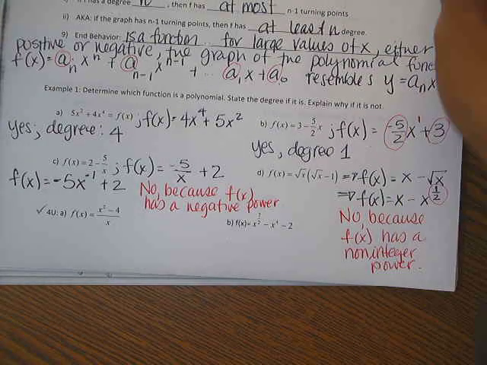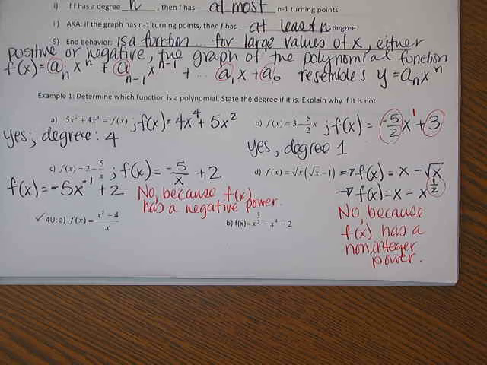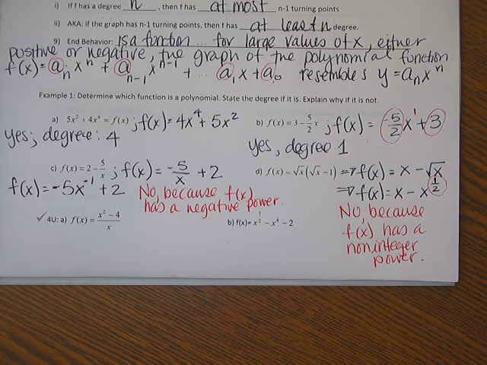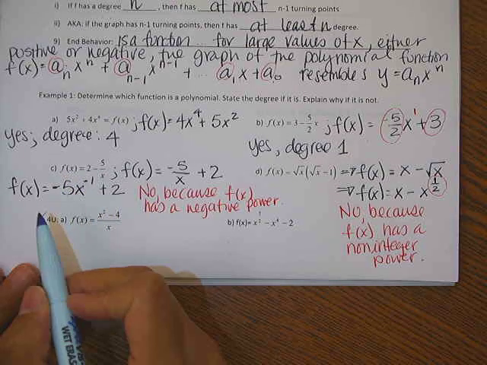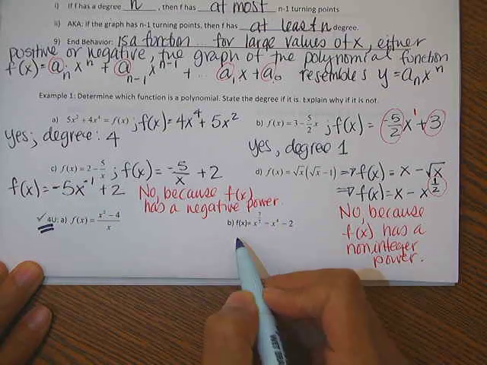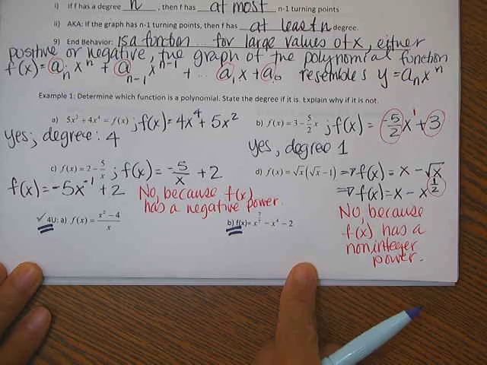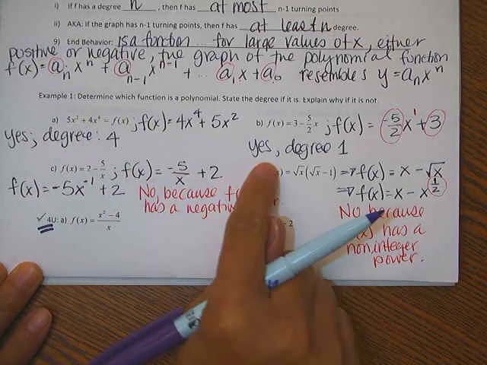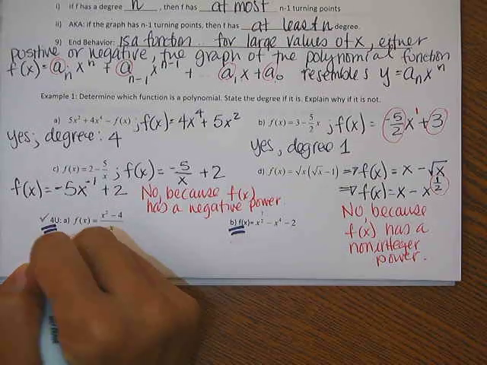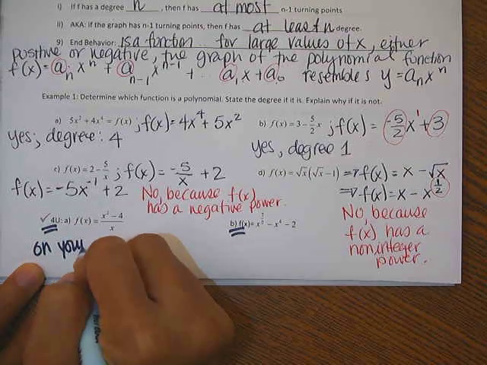All right. So with that said, we have done all of example 1. What I would love for you to do right now is go ahead and complete check for understanding A and B on your own. Don't forget to give me the reason why if it's not a polynomial. If it's a polynomial, make sure you give me the degree. So on your own, both.